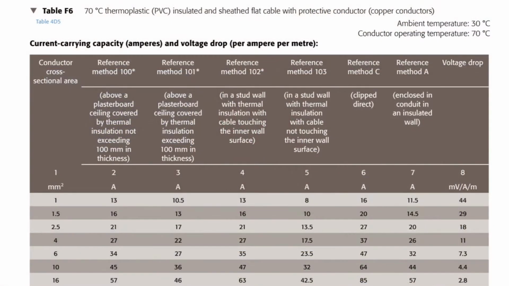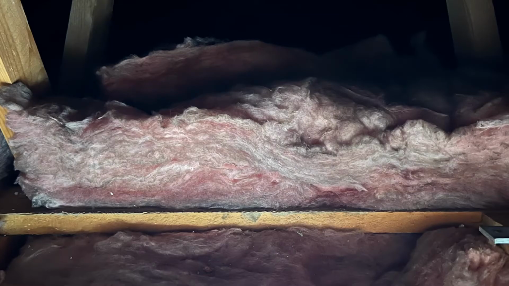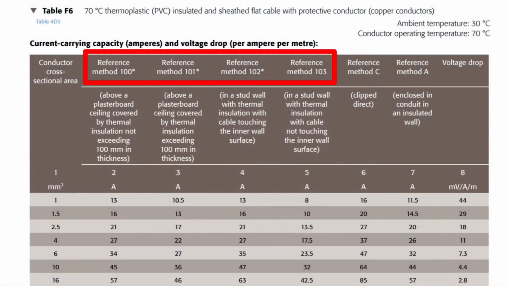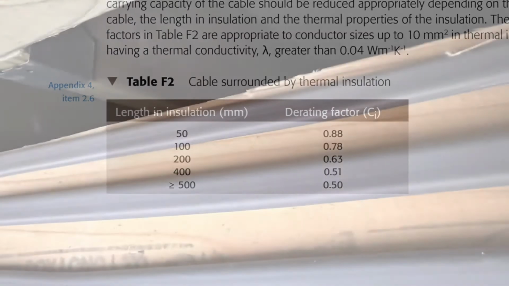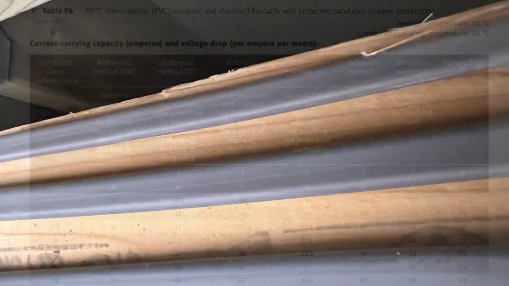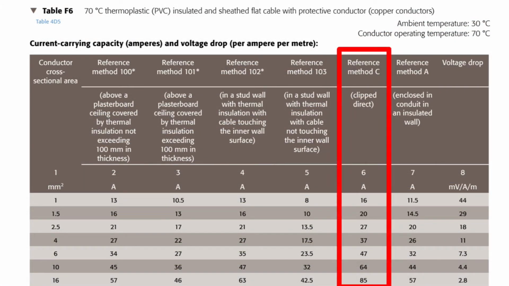So table F6 has the different ways that twin and CPC can be installed along the top, and we find there 4 reference methods for when cable is installed in a ceiling or wall stuffed with insulation, namely 100, 101, 102 and 103. If we're using these reference methods, we don't need to apply the insulation rating factor as previously discussed, as it's been taken account of in those figures already. However, our cable is going to be clipped directly to a surface and not surrounded by thermal insulation. This means it's going to be installed using reference method C, which we find in column 6.